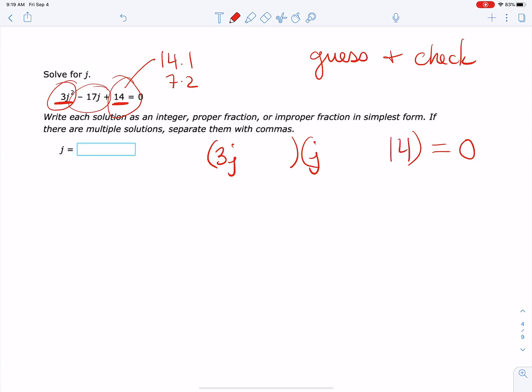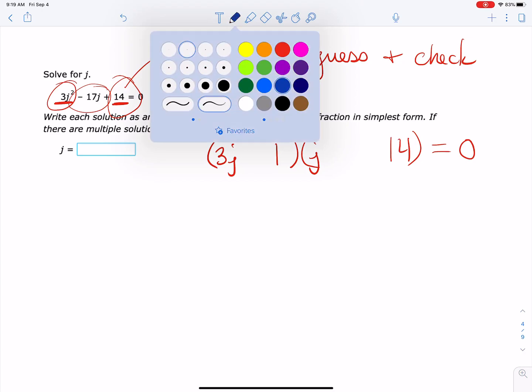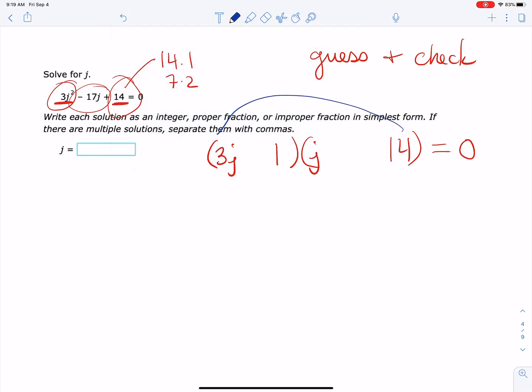If I put the 14 here and the 1 here, what's going to happen is my 14 is going to multiply by the 3. And that's a pretty big number, bigger than 17. So by an educated guess, it's probably better to put the 14 with the 3j and the 1 on the other side, so 14 is not multiplying by the 3 to get really giant. Now let's talk about signs. Since this is positive and this here's negative, these both have to be negative here, okay? Because 2 negatives are going to make a positive 14, and when you add them together, they make a negative.